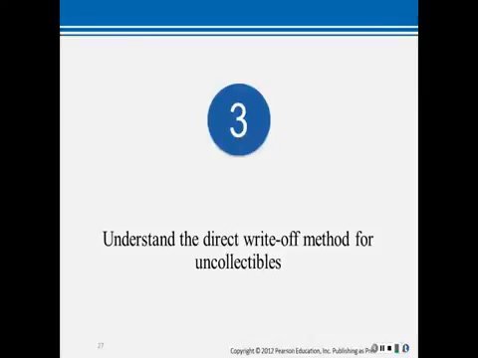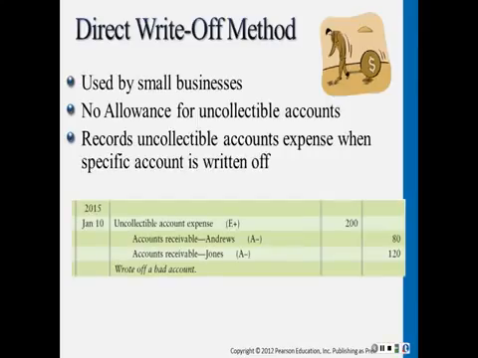The third learning objective is to use the direct write-off method to account for uncollectibles. There is another way to account for uncollectible receivables that is primarily used by small, non-public companies. It is called the direct write-off method.